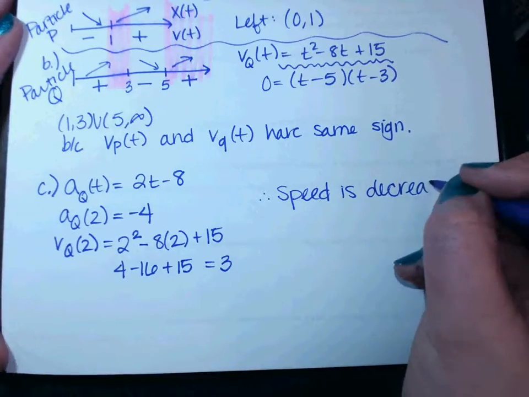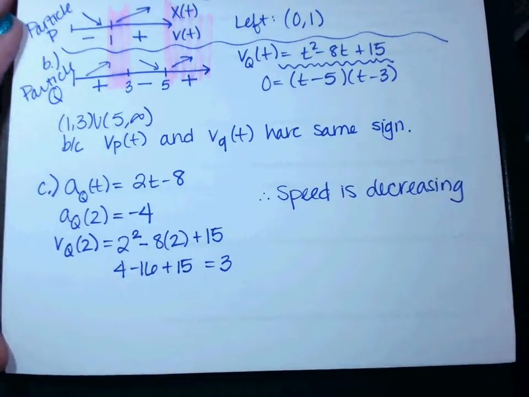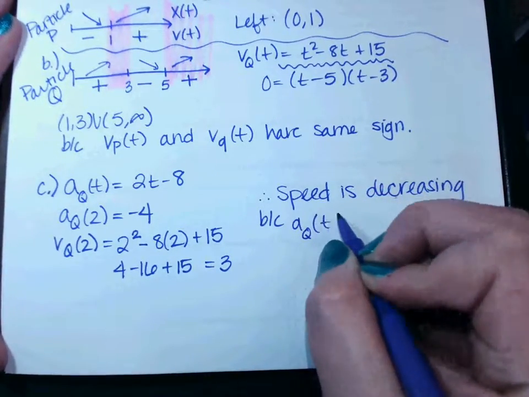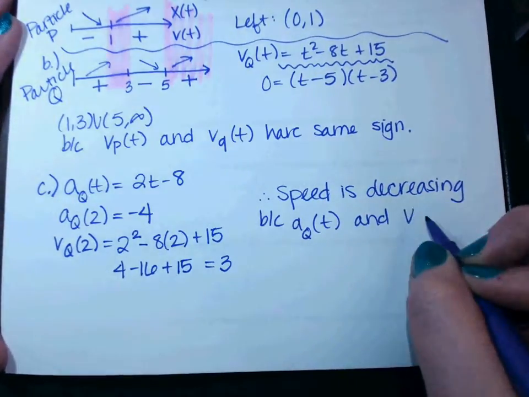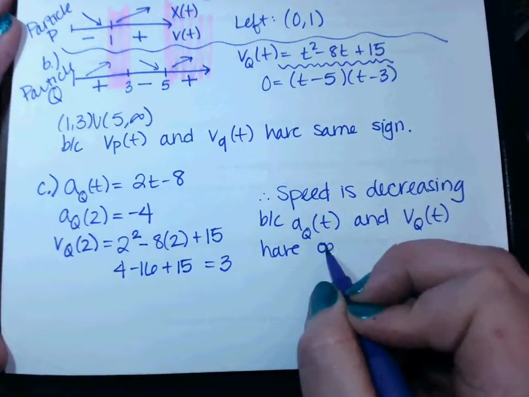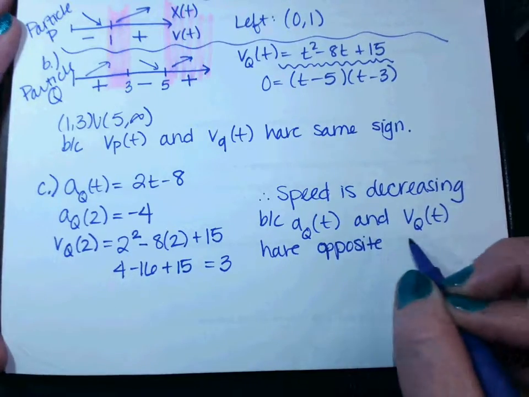Okay, I'm going to write something wrong, and I want you to try to think about why it's wrong. Because AQ of T and VQ of T have opposite signs.